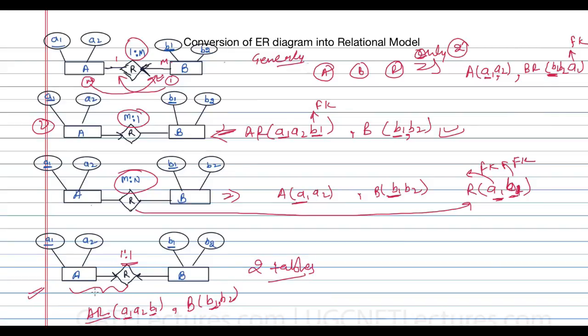Or the second way of creating the tables is, instead of combining A and R, you can combine the other table, that is B and R. So you can make a table A, which is having A1 and A2, and you can make the second table as BR, which is having B1, B2 and A1. Here A1 is a foreign key, and B1 is there as a key attribute. Okay, so this is how you can combine this one.